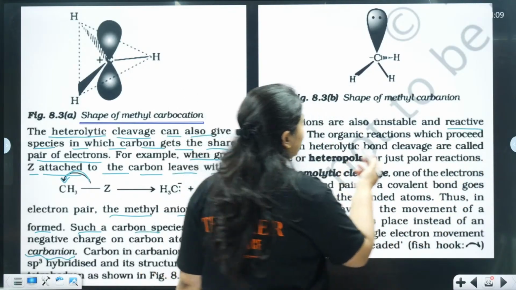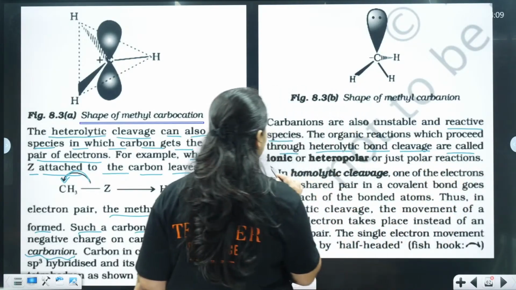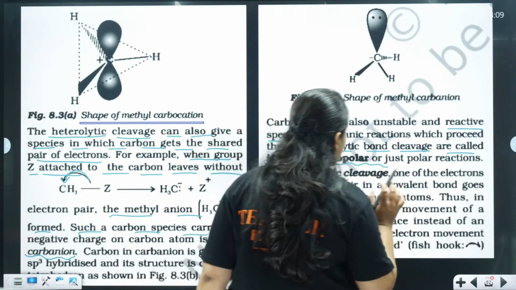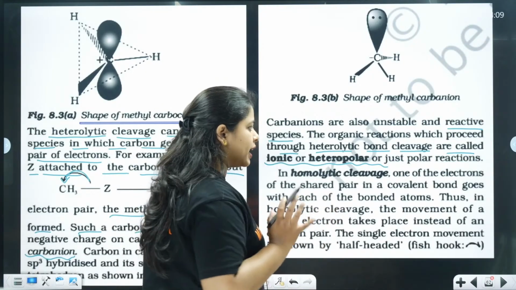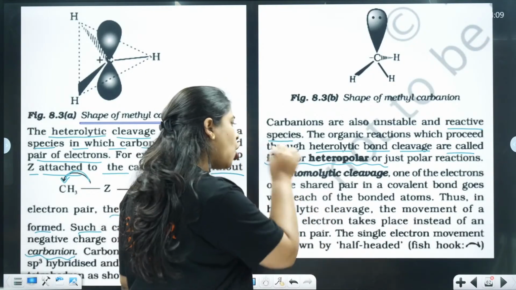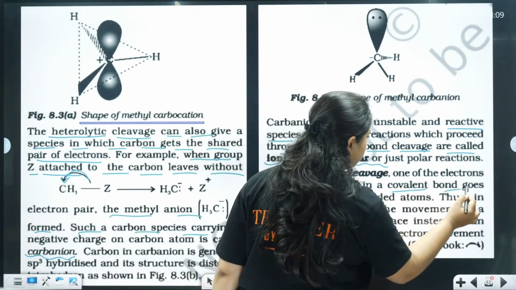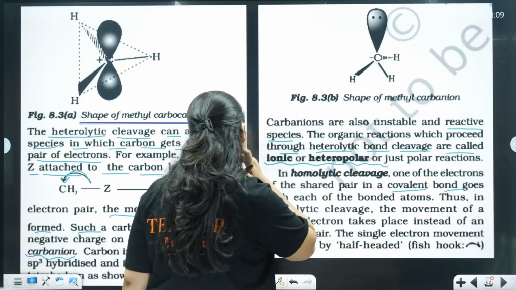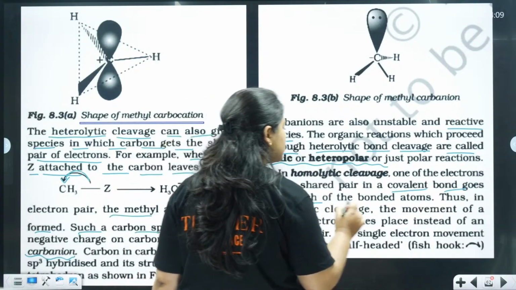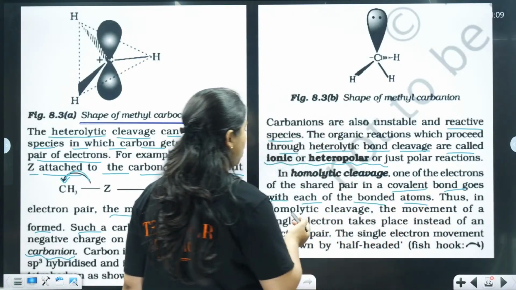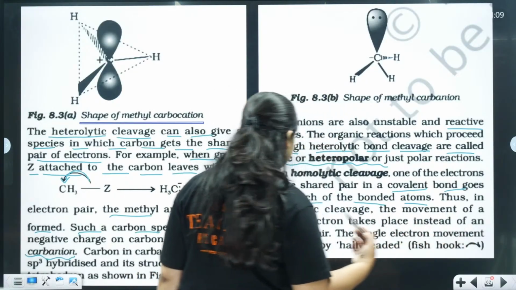Okay, and the organic reactions which proceed through the heterolytic bond cleavage are called what, ionic or heteropolar. Ionic or heteropolar. Clear? And just the polar reaction. Clear? Now in homolytic cleavage, one of the electrons of the shared pair in the covalent bond goes with each of the bonded atoms, thus in the homolytic cleavage the movement of a single electron takes place instead of an electron pair.